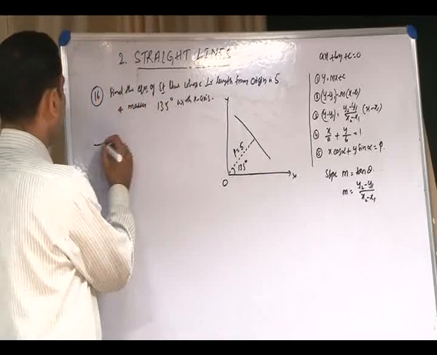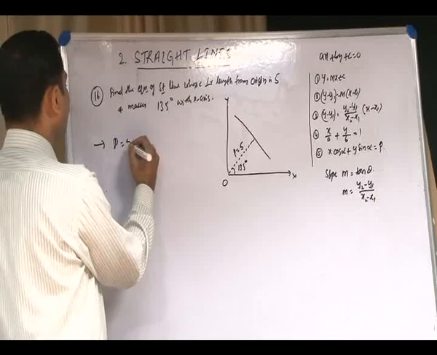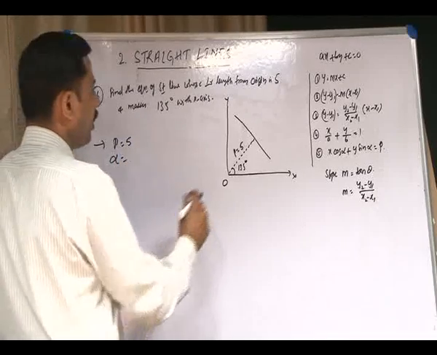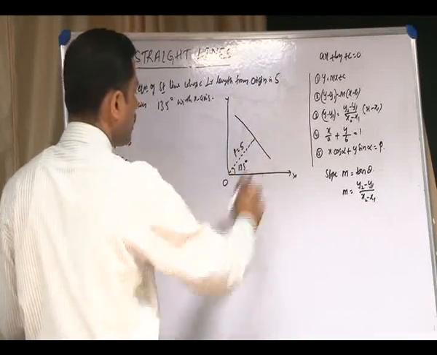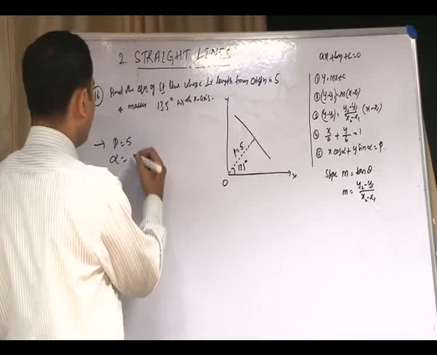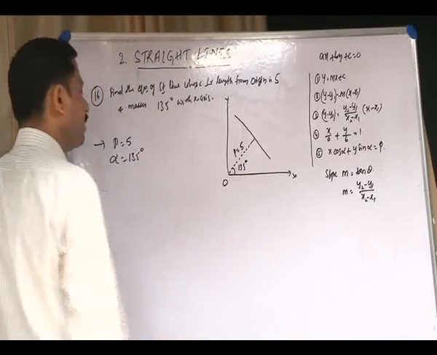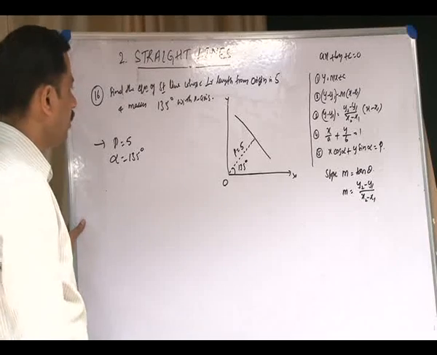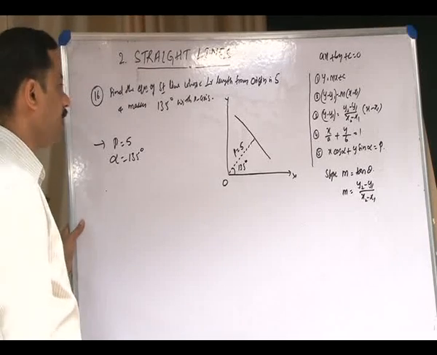For this, the given data is the perpendicular length P is equal to 5, and the angle made by the perpendicular with the x-axis is taken as alpha here. Alpha is equal to 135 degrees. So, I have to find the equation of the straight line.